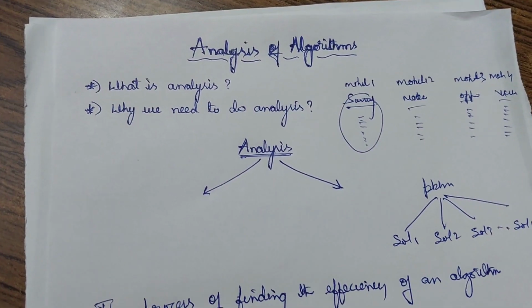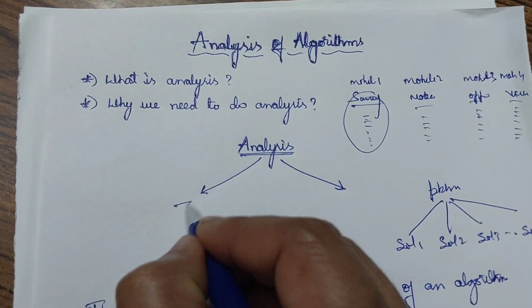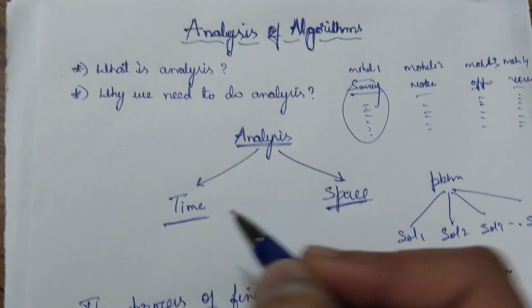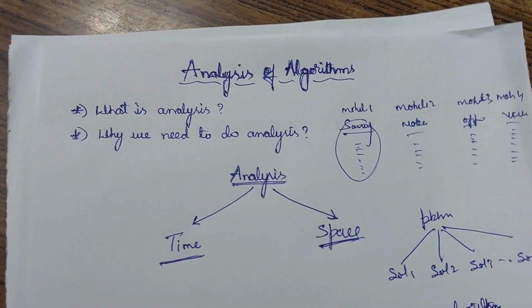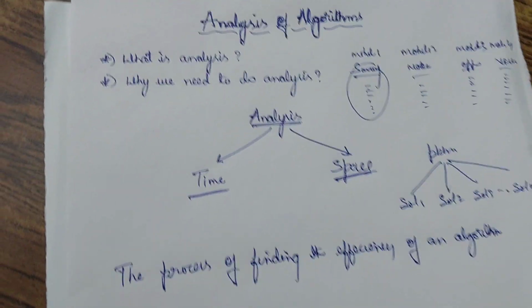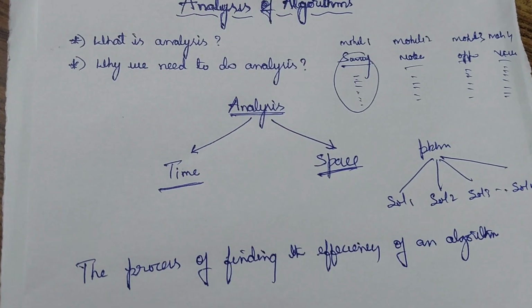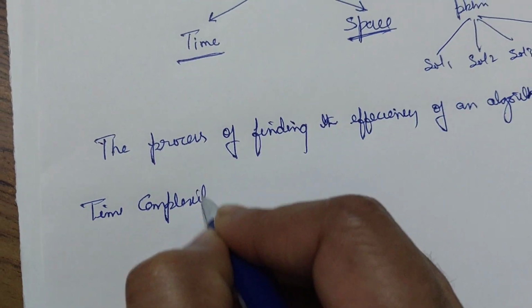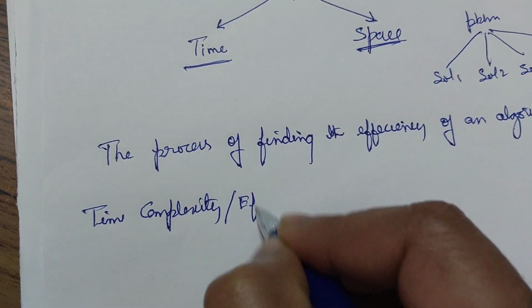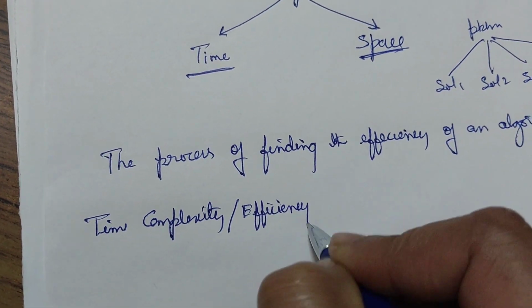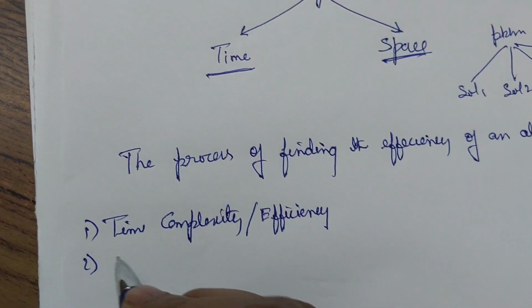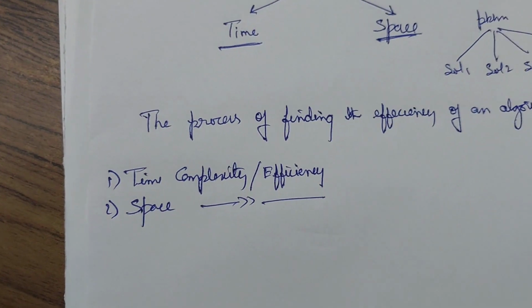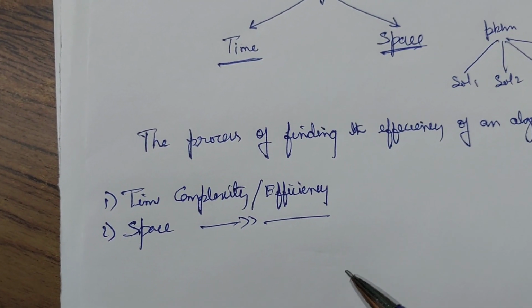Analysis of an algorithm is done in two ways. One is based on its time and another one is space. So we are finding the algorithm's time efficiency, also called time complexity. Similarly, we are doing analysis of an algorithm in terms of space, that is space complexity, also called space efficiency.